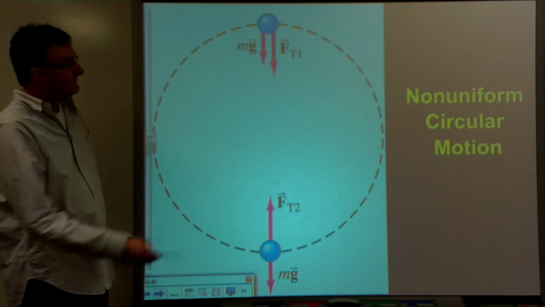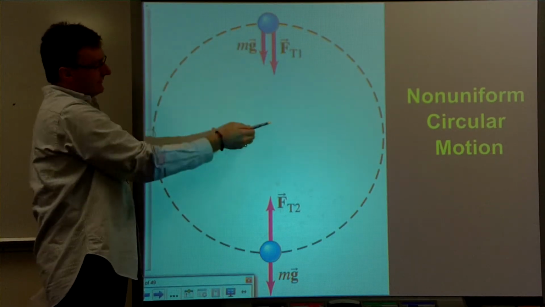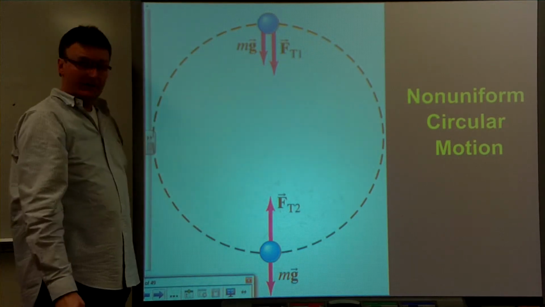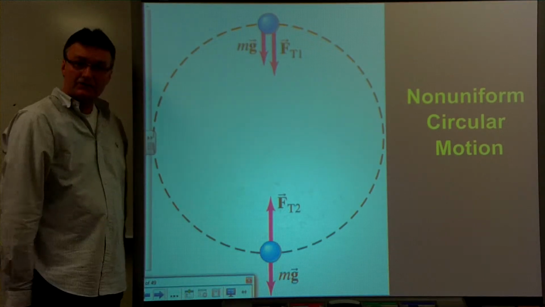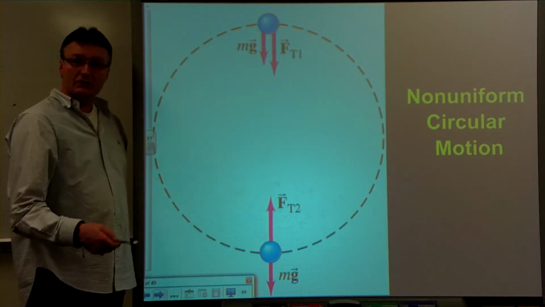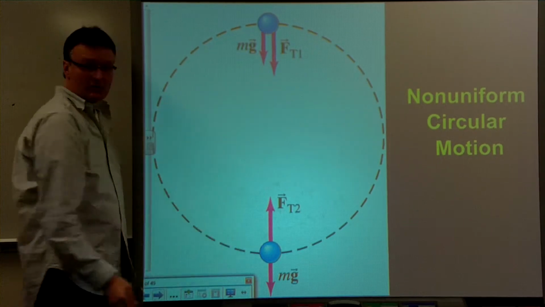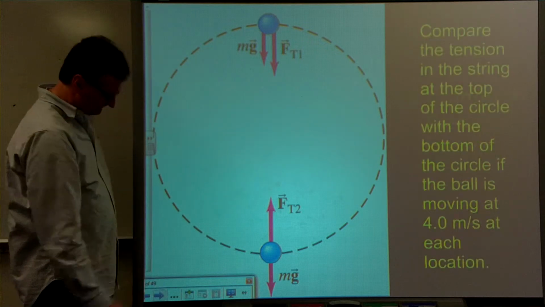You can see that if we have a tension force on the ball at the top, the tension force is in the same direction as gravity. At the bottom, however, the tension force is in the opposite direction of gravity. So that's going to change the forces on the ball when it's at the top of the motion as opposed to when it's on the bottom of the motion. So we'll see how that works out now.